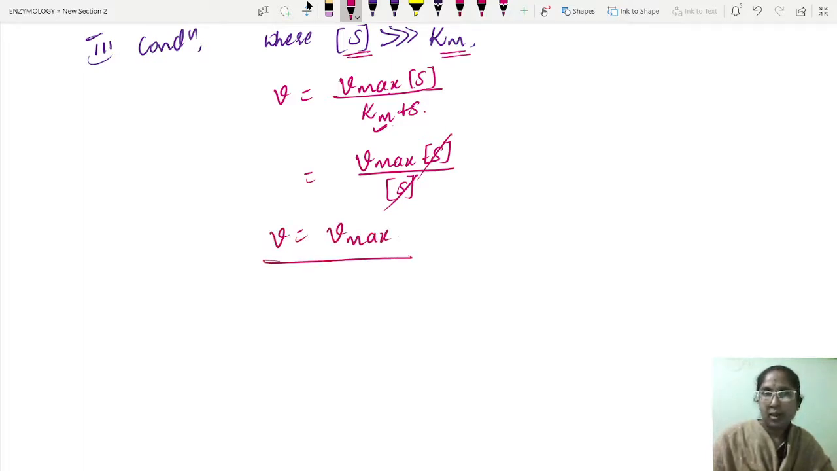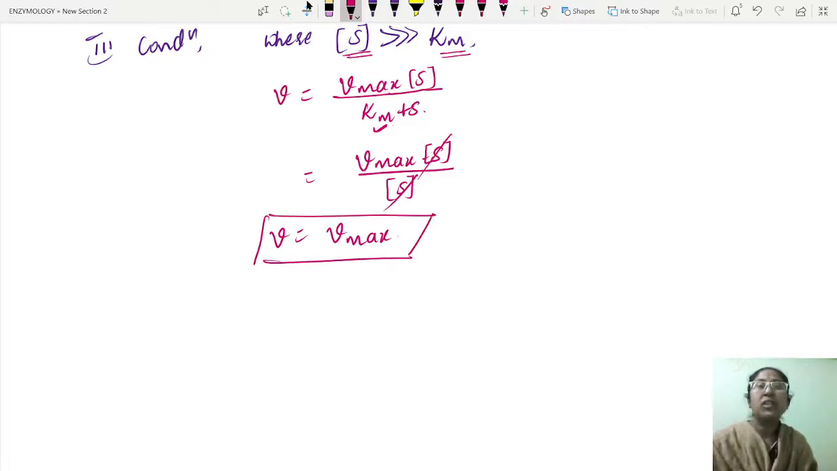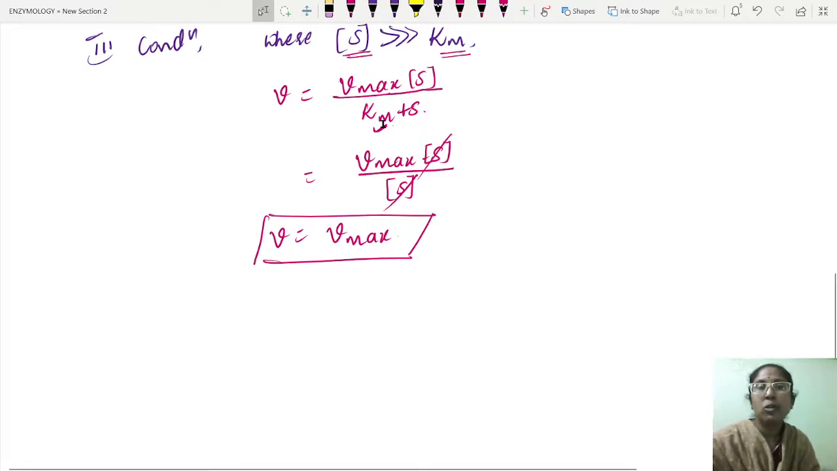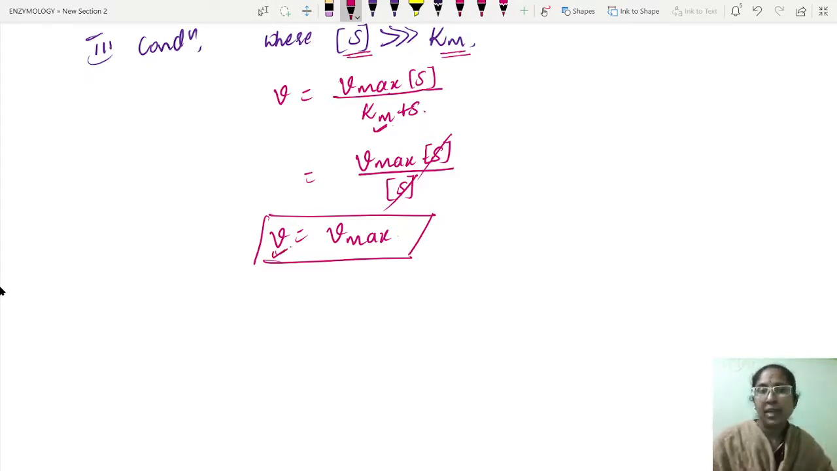What is the third condition? Whenever the substrate concentration is very high when compared to the Km value, the initial velocity of an enzyme catalyzed reaction is equal to the maximum velocity. Okay, so this is about the Km and Vmax.